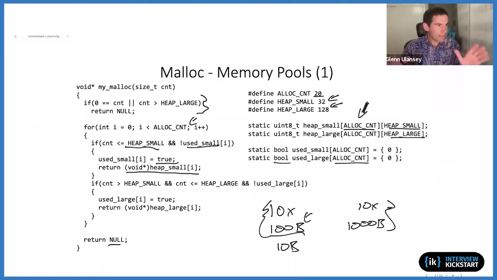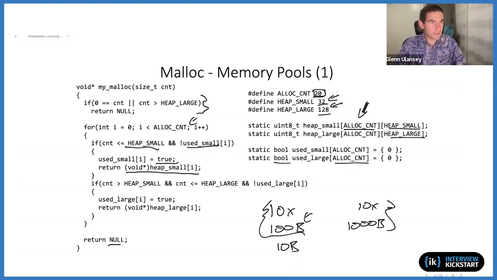Okay, so let me point out at least some of the things that jump out to me as being either bad or at the very least inefficient about this design. Oh, and before I get to that, let me make one more comment. Here I've defined a pool that has blocks of size 32 bytes and a pool that has blocks of size 128 bytes. And I've also, of course, chosen a number of blocks of size 20.